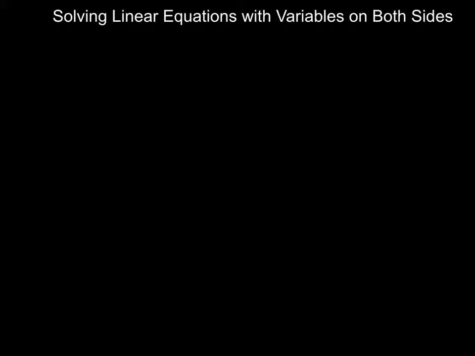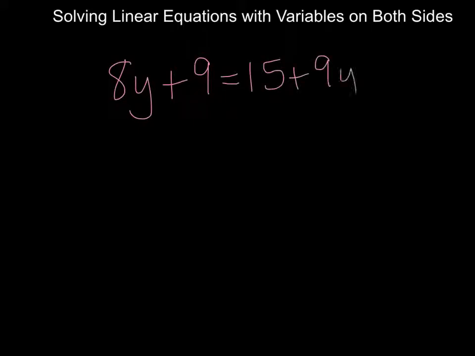Today we're going to solve linear equations with variables on both sides. The first one we're going to do is 8y + 9 = 15 + 9y. Again, we're trying to figure out what y is. Y could be 0, could be -5, could be 2.